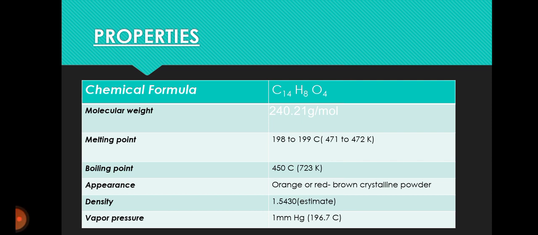The properties may differ very much. They mainly include the chemical formula, which is roughly C14H8O4 (or H10O4 as stated), the molecular weight, the melting point and boiling point, and its appearance, which is usually in the form of a powder, orange to red-brown crystalline powder, and then its density and vapor pressure.